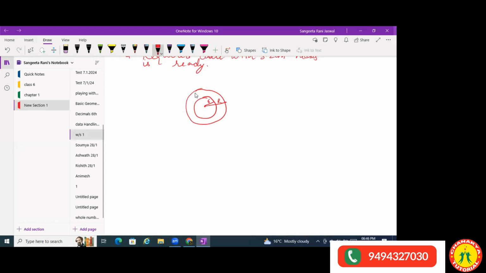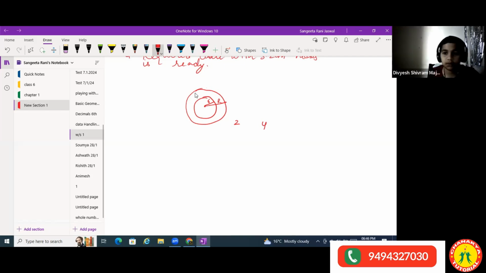If you are asked to make concentric circles with radius 2 and radius 4, you can make it like this. Make one circle, and with the same center measure a different radius with the compass and make another circle with the same center. And then write your steps of construction. Can you do that? Yes, ma'am. Okay.